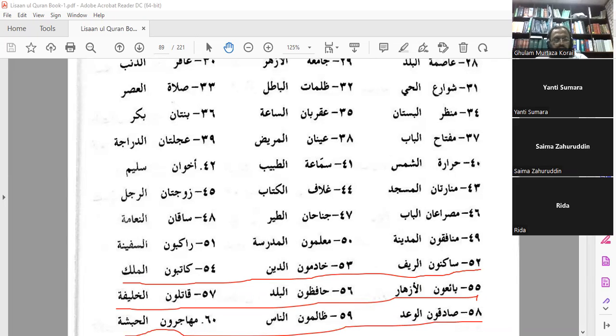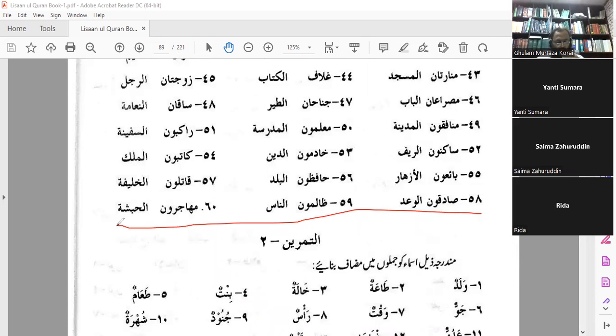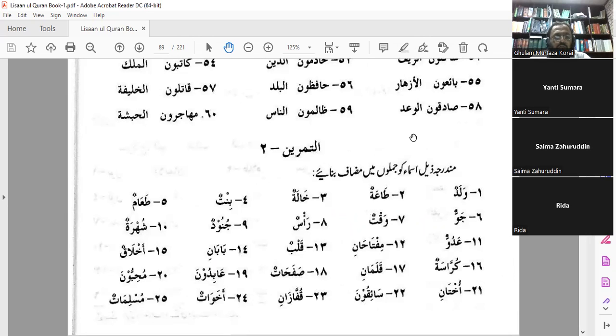Can you scroll it up, please? Go for the last line. Sadiqul Wadi, Zalimun Nasi. Muhajirul Habashati. In this plural, in writing we remove the noon and the waw remains, but we read it as Sadiqul Wadi.